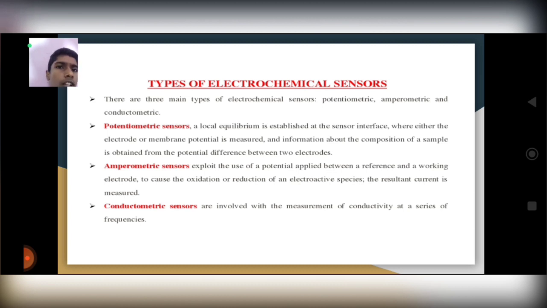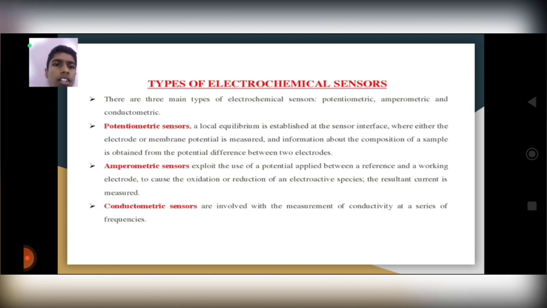Types of electrochemical sensors. There are mainly three types of electrochemical sensors: potentiometric, amperometric, and conductometric. Potentiometric sensors: a local equilibrium is established at the sensor interface where either the electrode or membrane potential is measured, and information about the composition of the sample is obtained from the potential difference between two electrodes.